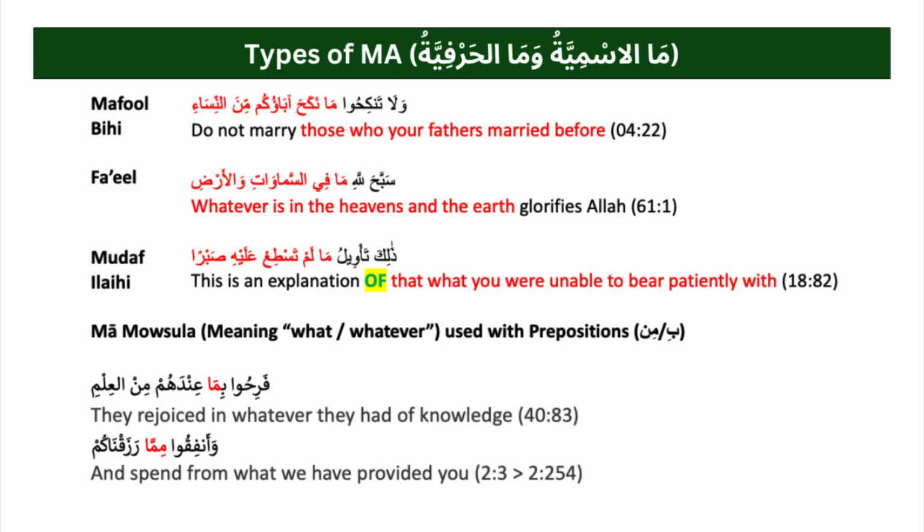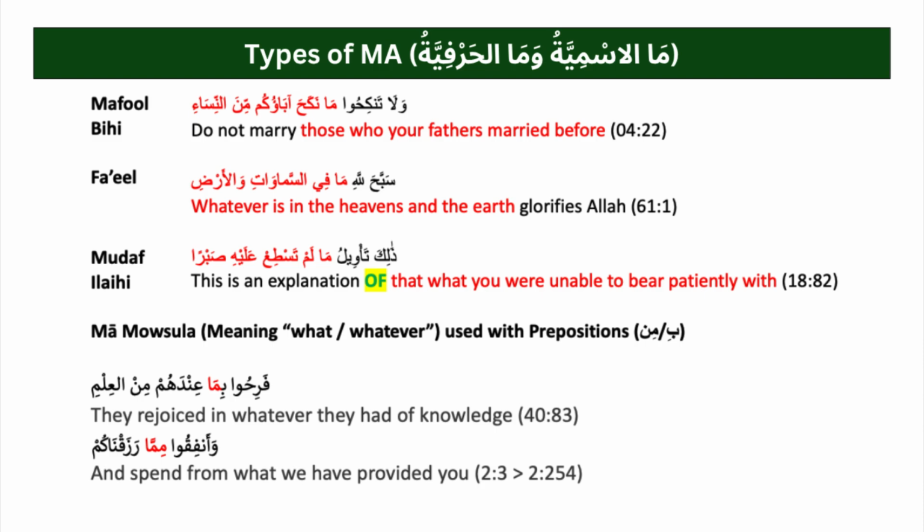The examples are farihu bima indahum min al-ilm. They rejoiced in whatever they had of knowledge. Then comes وَأَنْفِقُوا مِمَّا رَزَقْنَاكُمْ, and spend from what we have provided you. These are excellent examples because they show that ma may also come in a prepositional context and still function as a relative pronoun, meaning what or whatever.